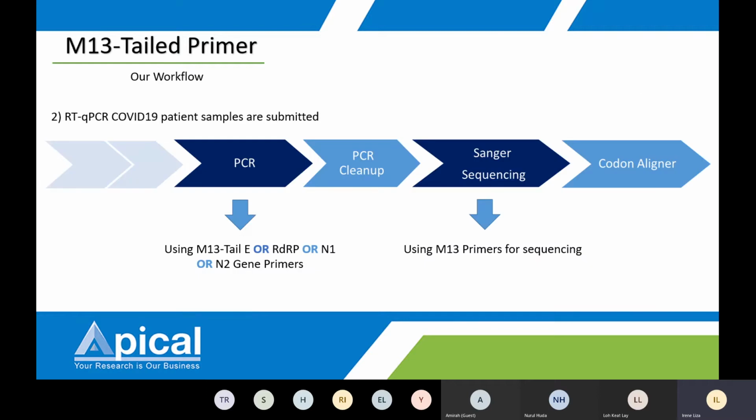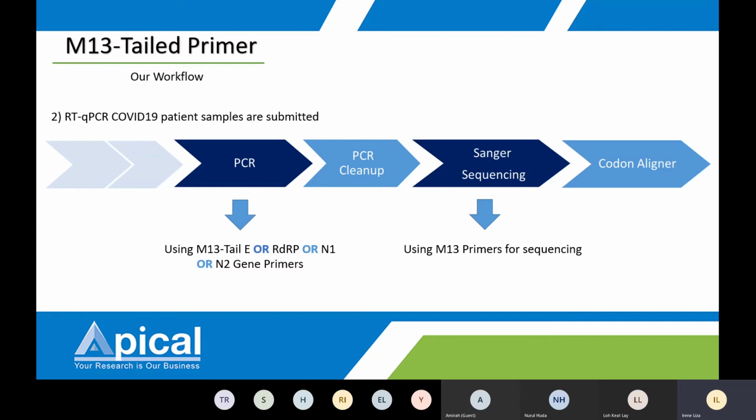All right, so what happens is, first, of course, after finishing your qPCR, you submit the samples to us. Basically we will do a PCR. In this PCR, we will be using the M13 tail primer, just how I explained earlier, to amplify back the product that you have. And then we will do a PCR cleanup, and then we'll subject it to Sanger sequencing using M13 primers. And finally, we will submit the results to you.